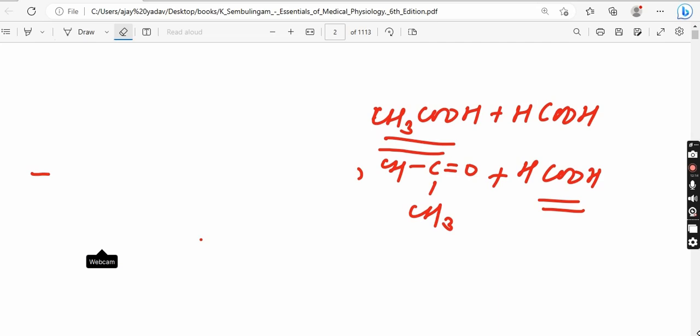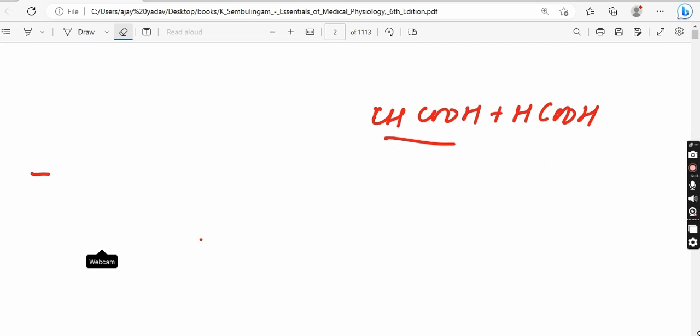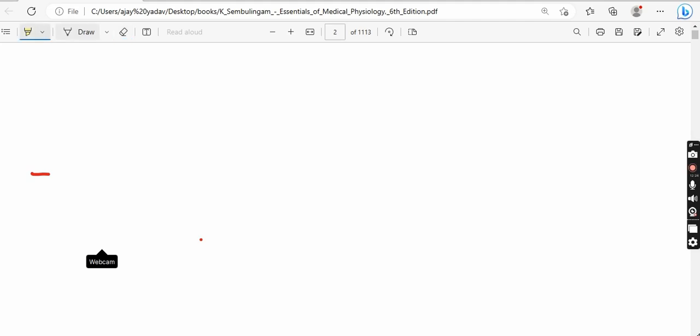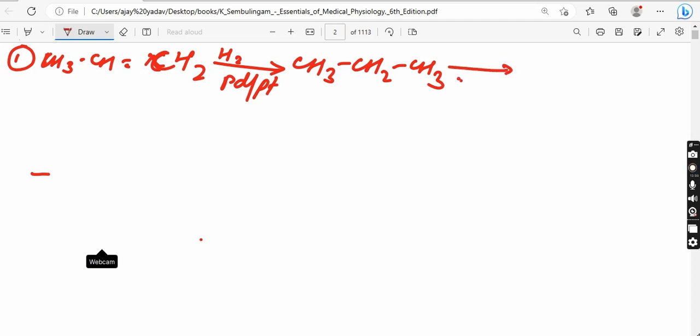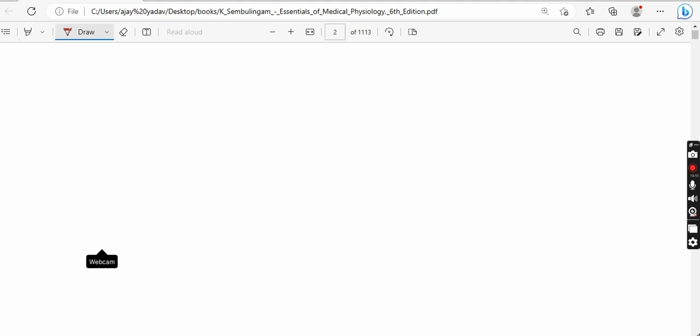Okay, so now we'll be trying to prepare nitro compounds from the alkene. First of all, suppose you have CH3 CH double bond CH2, and we reduce this one in the presence of hydrogen by the use of Pt. This will give you CH3 CH2 CH3, right? We react this with fuming, that is a vapor phase, HNO3. So this will give you CH3 CH2 CH2 NO2, right?